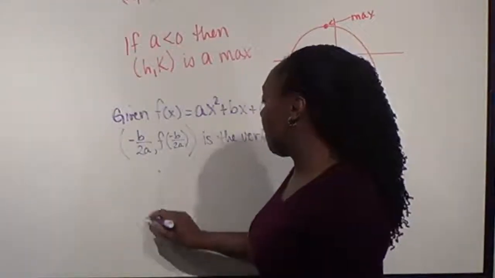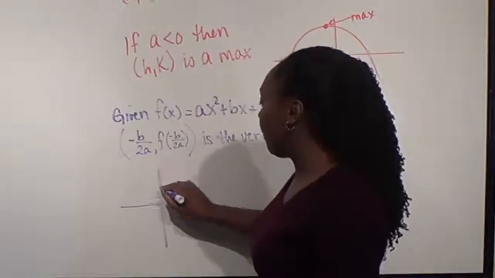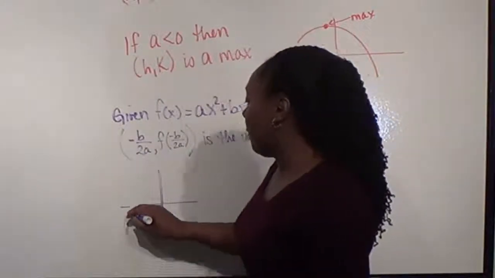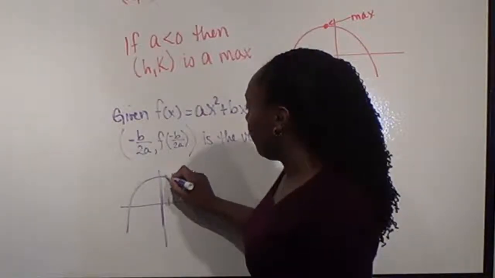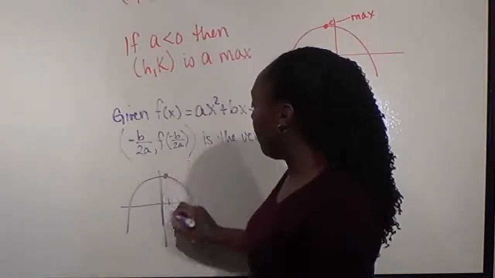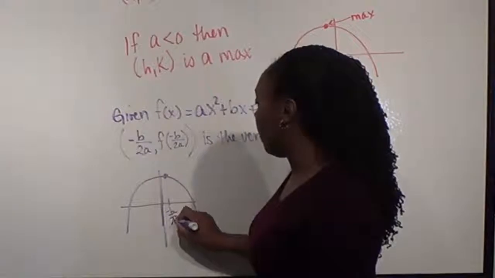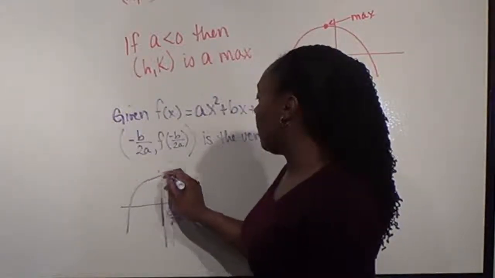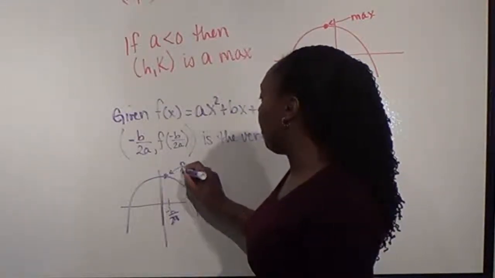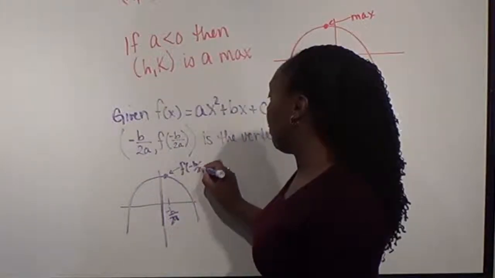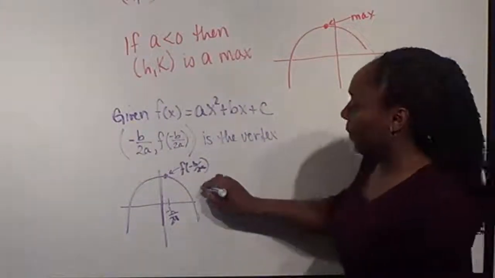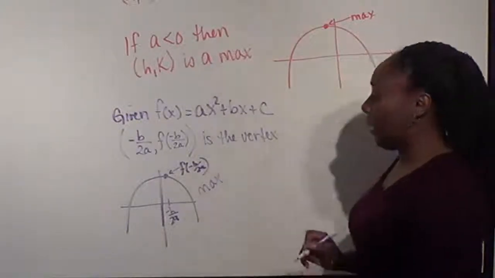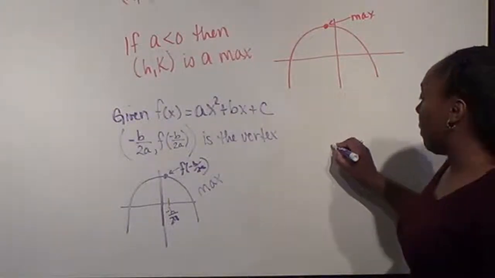So in this case, if we're looking at our picture, let's say I'm looking at something like this, then this point here would be at negative b over 2a. This point is going to be f of negative b over 2a. And so there would be my maximum. Okay. Likewise, we can do the same thing with the min.